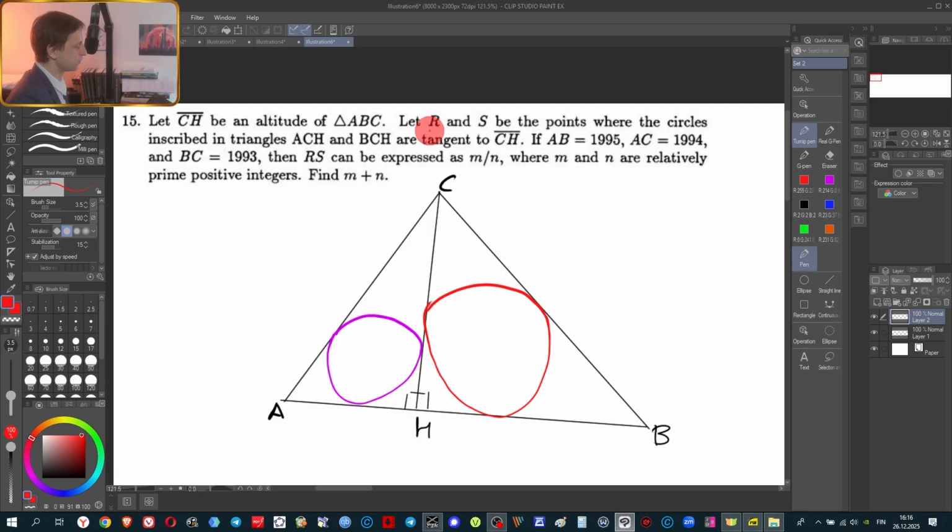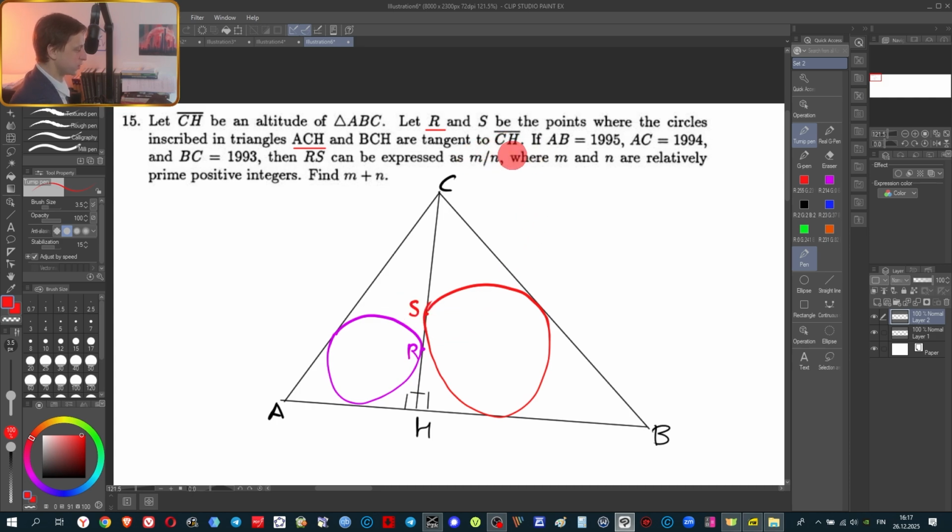And here it's very important to understand how you should read sentences like this. You see, the point R comes first. If it comes first, then it's related to the first triangle ACH. So this one is point R, the first point here, and the second point is S, and therefore S is related to the second triangle BCH. So this one is S.